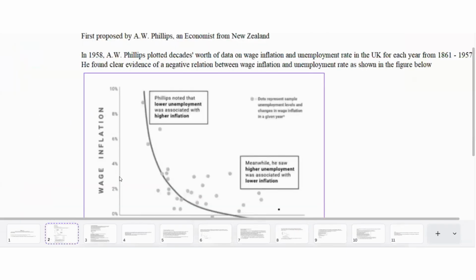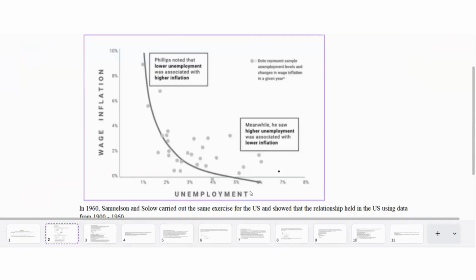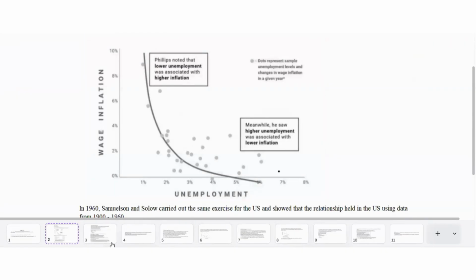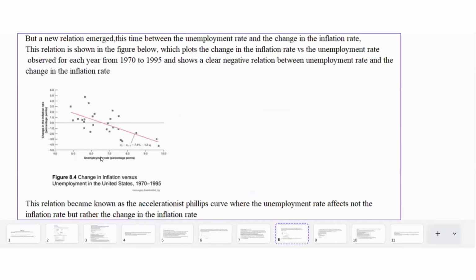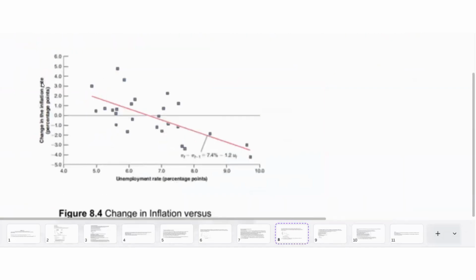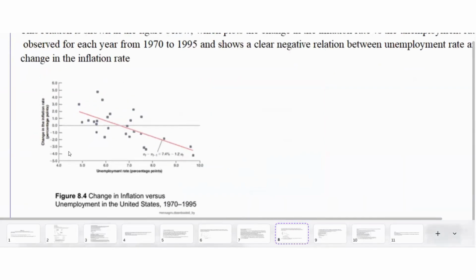So if we go back, originally, we still had unemployment rate on the horizontal axis, but the trade-off was with the inflation rate. Now there was still a negative relationship in the 1970s where you still had unemployment rate on the horizontal axis, but the trade-off was now with change in inflation rate. Now notice it's change in inflation rate, not inflation rate.